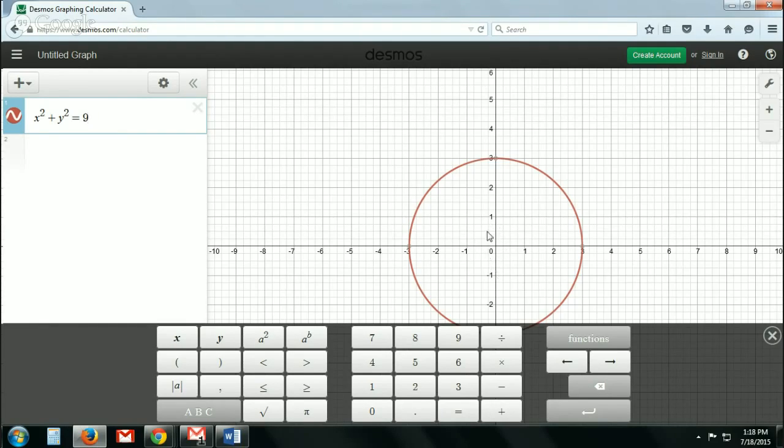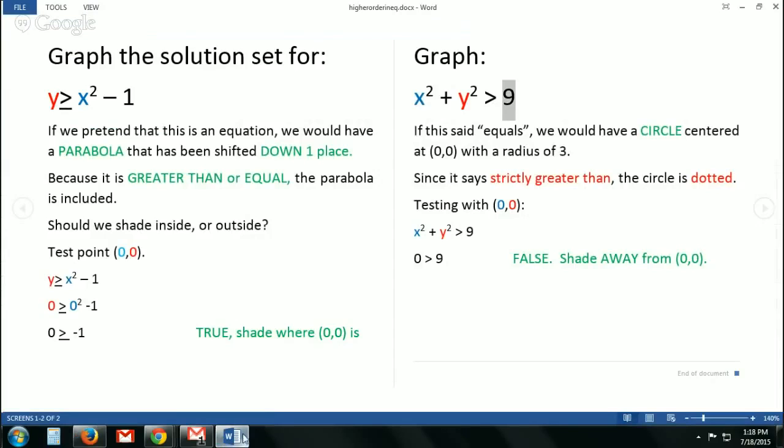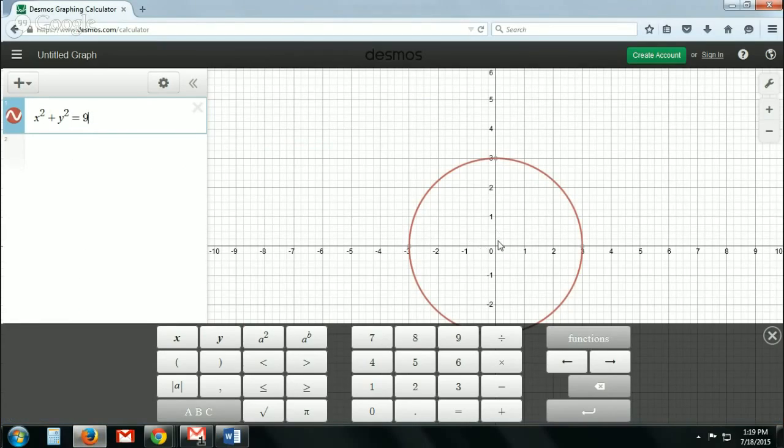0, 0 represents everybody inside. So if it's true, I'll shade inside. If it's false, I'll shade outside. Let's go back to our problem. Notice that it is a strictly greater than. So instead of having a solid circle, I'll need to change it to a dotted circle. And now when we put 0 in for x, 0 in for y, and do the arithmetic, I end up with 0 greater than 9. 0 is not greater than 9. That's false. Since this is false, I'm going to shade away from where 0, 0 is. Since 0, 0 was on the inside, that means the part that gets shaded will be on the outside.